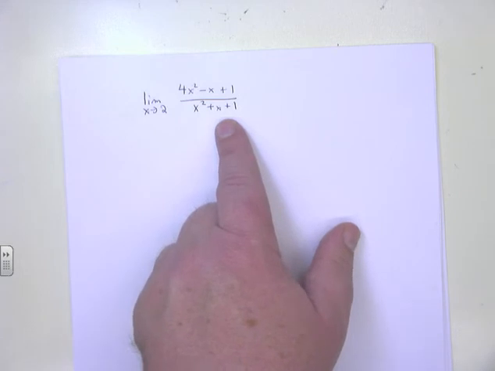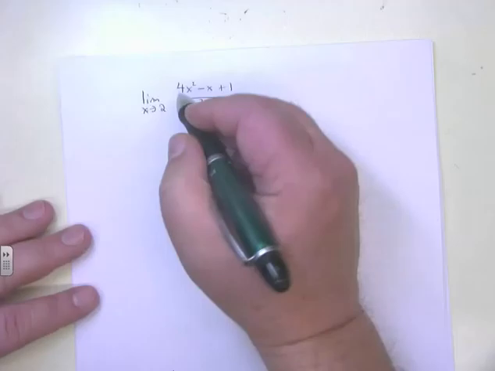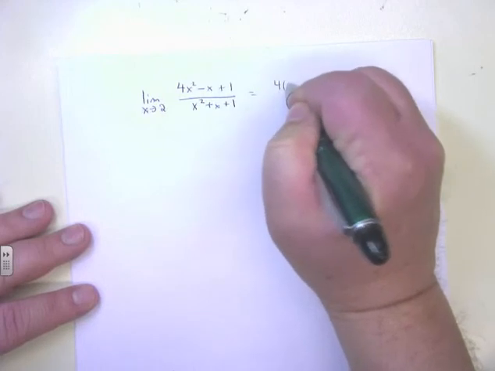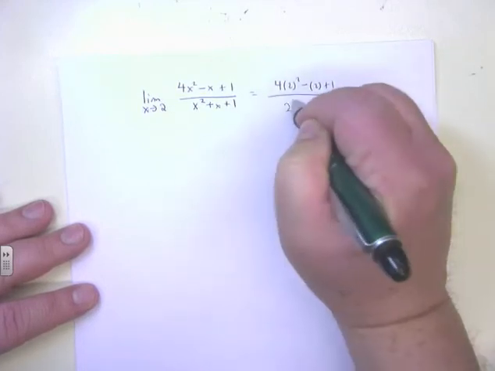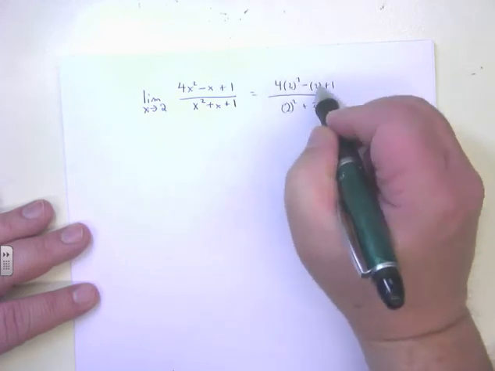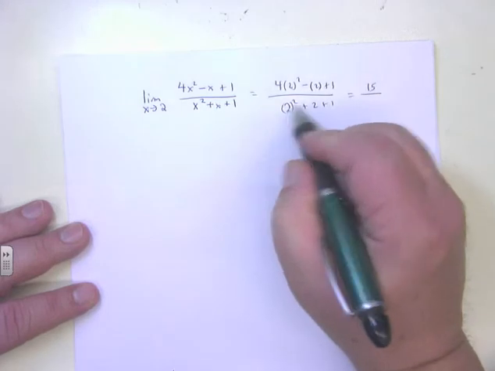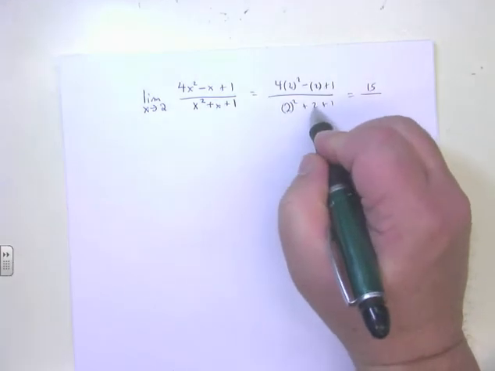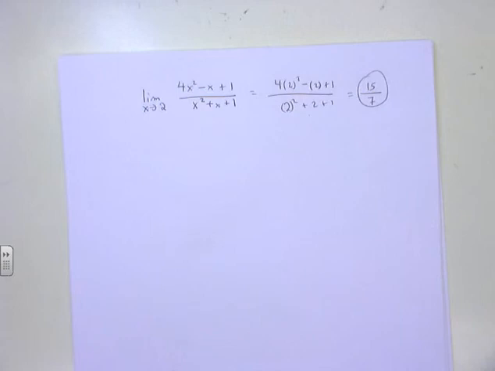Because you will screw these kinds of problems up if you start manipulating the algebra, trying to do conjugates on problems without checking first, making sure it's a 0 over 0 problem. So here we go. First rule is plug it in. This will be 4 times 2 squared minus 2 plus 1 over 2 squared plus 2 plus 1. 2 squared is 4 times 4 is 16. 16 minus 2 is 14 plus 1 is 15, divided by 2 squared is 4 plus 2 is 6, plus 1 is 7. The answer is 15/7. It was a trick question.